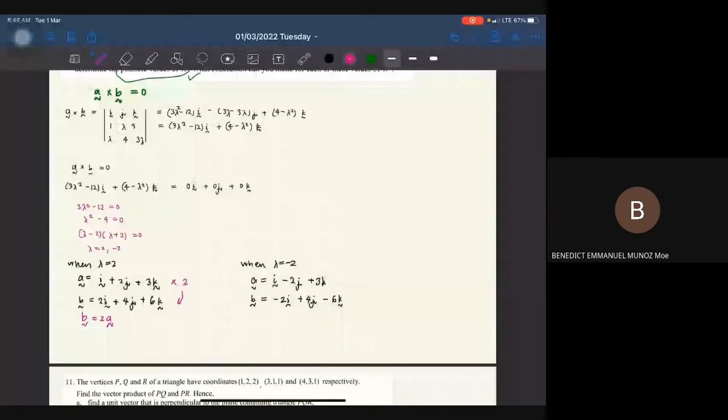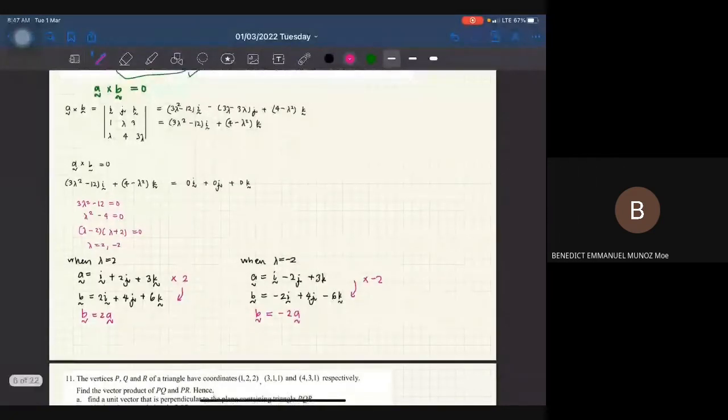To get vector B, we multiply it by negative 2. Okay, so 1 times negative 2 gives negative 2. Negative 2 times negative 2 you get 4. 3 times negative 2 you get negative 6. Okay, so in order for you to find B, you need to multiply vector A with scalar negative 2.